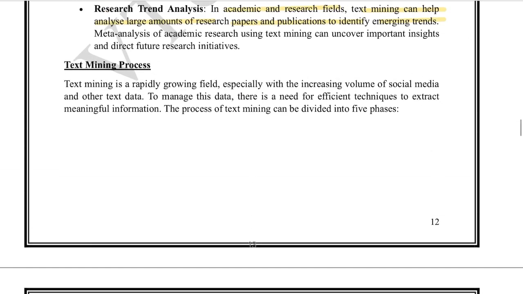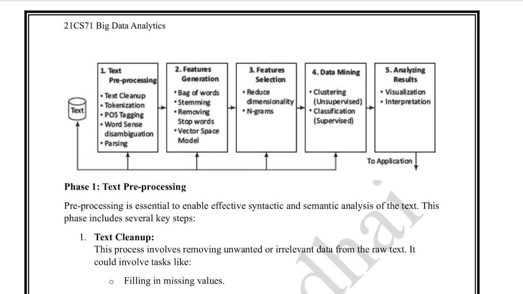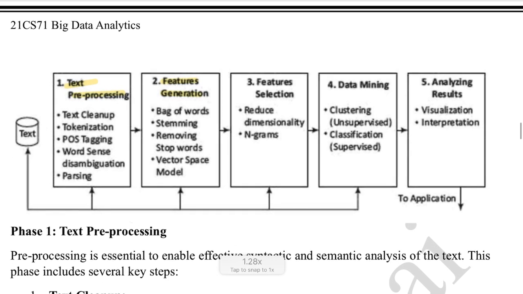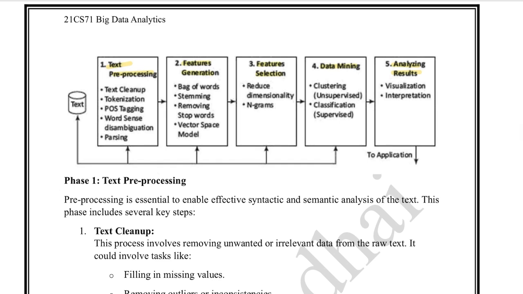The text mining process again involves a flow chart where you can say some five phases are there. First is text pre-processing. Next is feature generation. Followed by that we have feature selection, data mining, and analyzing results. So the first phase mainly starts with text pre-processing. It's nothing but where you are enabling the effective syntactic and semantic analysis of the text.